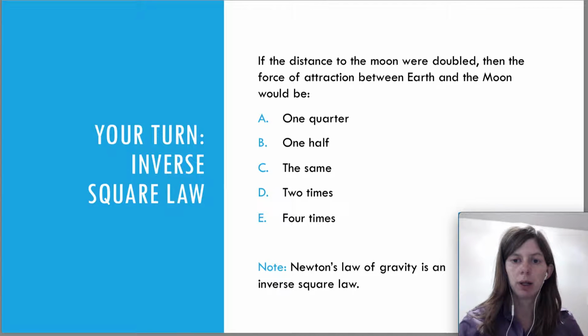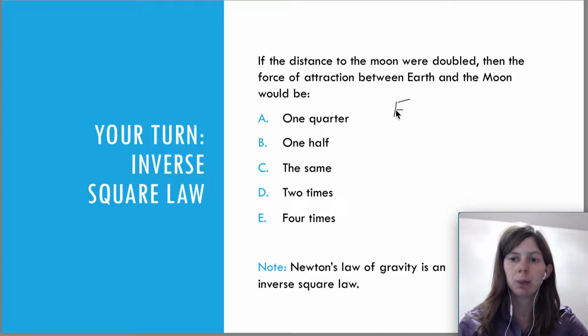So let's take a look at a couple more questions. If the distance to the moon were doubled, how would the force of attraction between Earth and the moon be affected? The moon and the Earth are two objects that have mass, so any two objects that have mass feel this gravitational force between them.